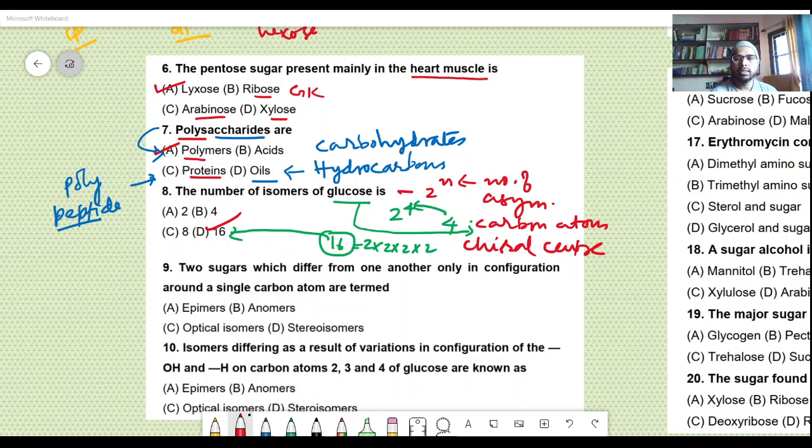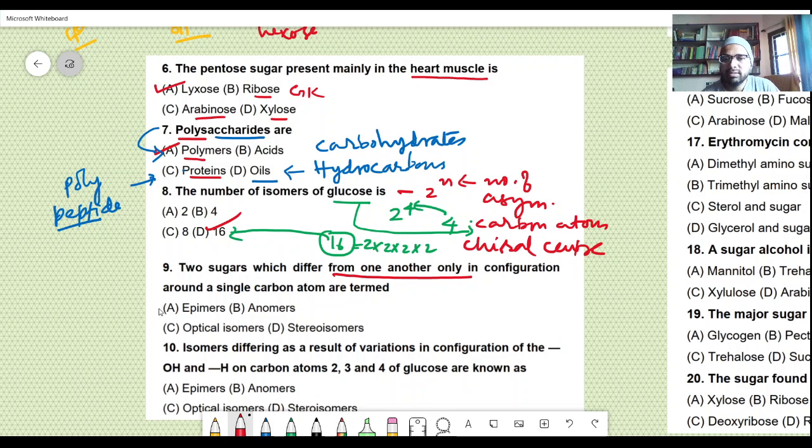For the ninth, you have 2 sugars which differ from one another only in configuration around a single carbon atom, termed as what? Listen very carefully. The options are epimers, anomers, optical isomers and stereoisomers. So this is a very close call.